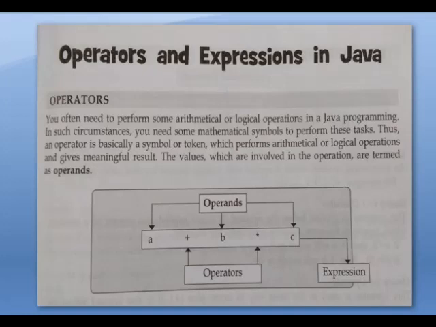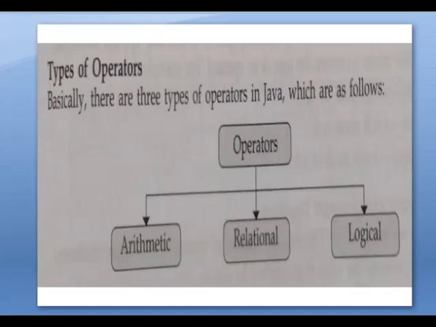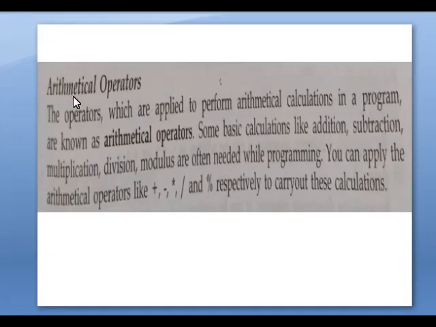Now we are going to see the types of operators. Basically there are three types of operators in Java, which are as follows. First one is arithmetical operators, second one is relational operators, and third one is logical operators. First we are going to see what arithmetical operators are: the operators which are applied to perform arithmetical calculations in a program, that is, mathematical calculations.